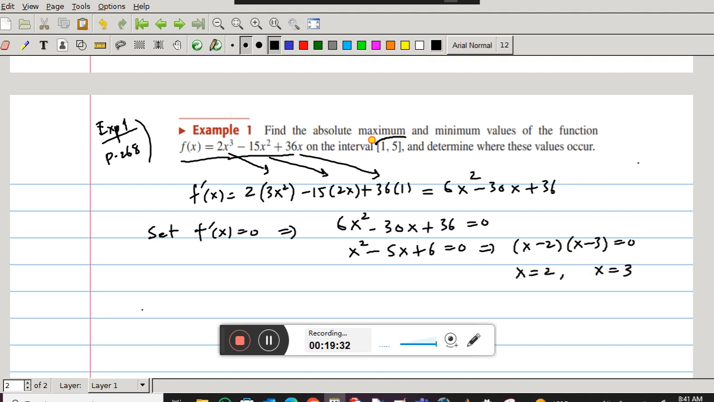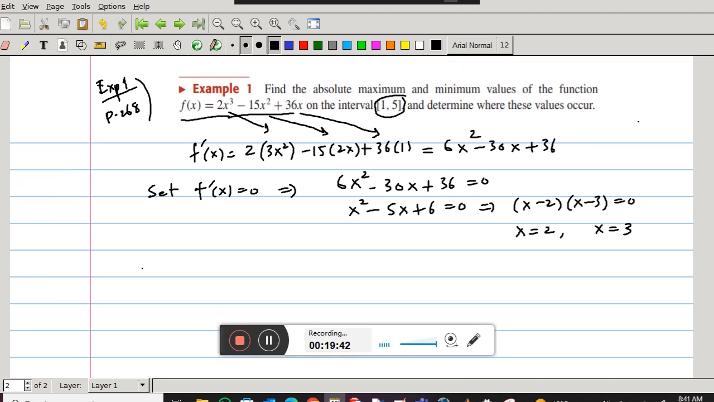My interval is this. So both are fine. Both are in this interval between 1 and 5, so I will accept both. If there is any point outside the interval, I will ignore it. Okay, so now I got the critical points. These are the critical points.